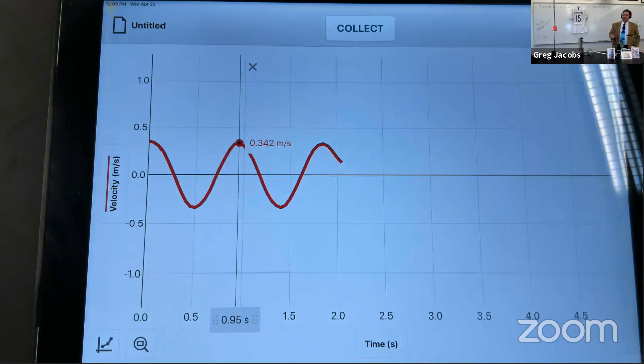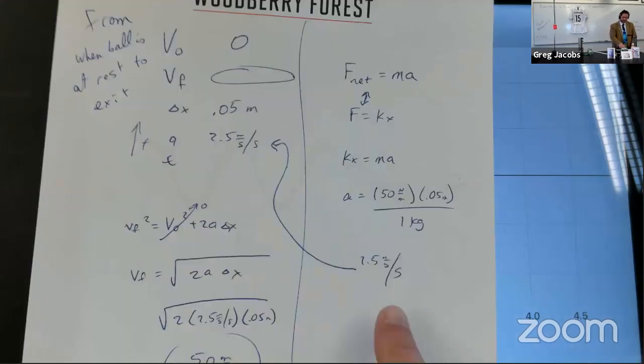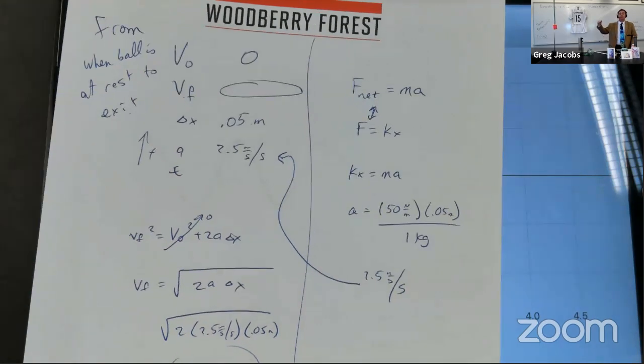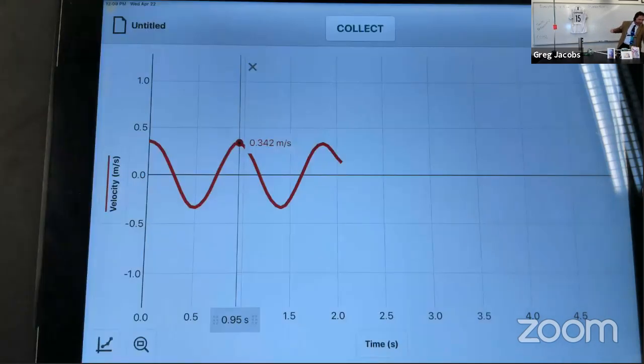Why? Because I just used kinematics in a situation where acceleration isn't constant. When we have an object on a spring, the acceleration changes throughout. Why? Because the net force is changing throughout. I found the acceleration right at the bottom. That acceleration changes as the net force changes. You can't do that.